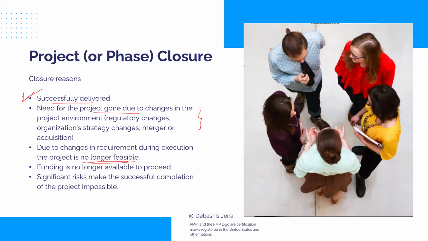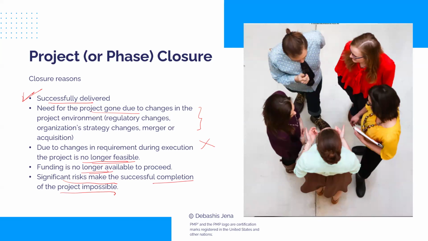Third, due to changes in requirement during execution, the project is no more feasible. This means we created a business case, we saw there was good ROI, we started up the project, but then when the detailed requirements were gathered, we only had a high level understanding. We find the ROI is not there. There are a lot more costs we need to complete and the return is not in line. So also we would stop it. Funding no longer available is a classic reason. And lastly, significant risks make the successful completion of the project impossible.